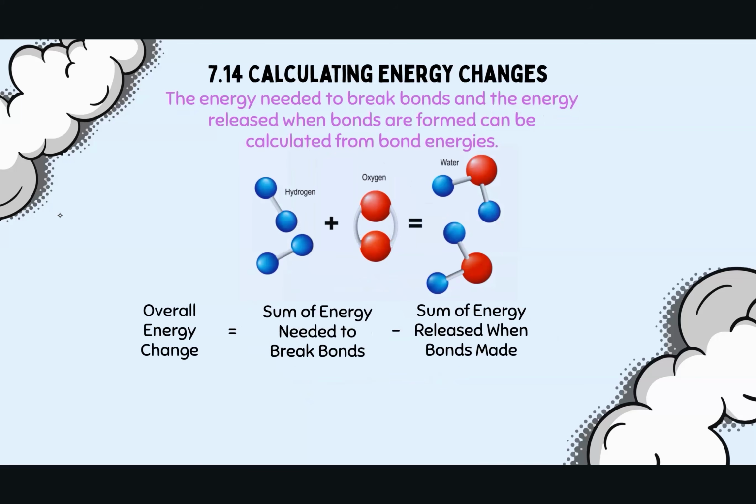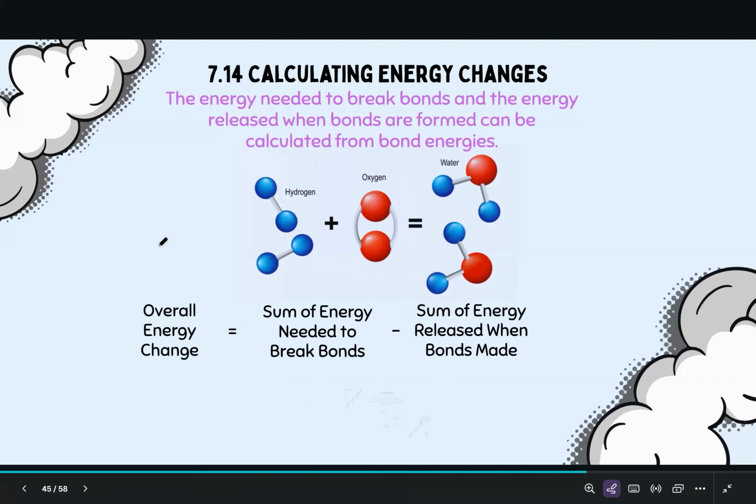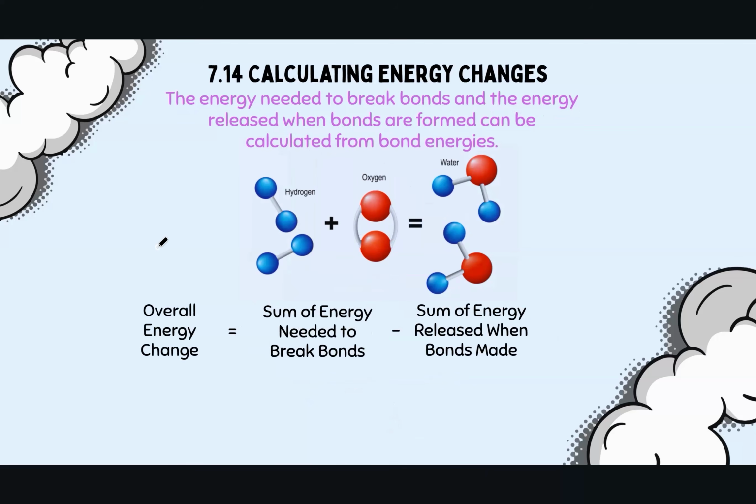So we need to be able to calculate energy changes. This is the part that I'm going to show you an example of. And then when we do the pre-exam workshop for chemistry paper 2, there's going to be a lot of questions on this topic. 7.14, calculating energy changes, comes up at least once every 2 years. If you know how to do it, it's an easy 4 or 5 mark question. So it is important that we can do this.